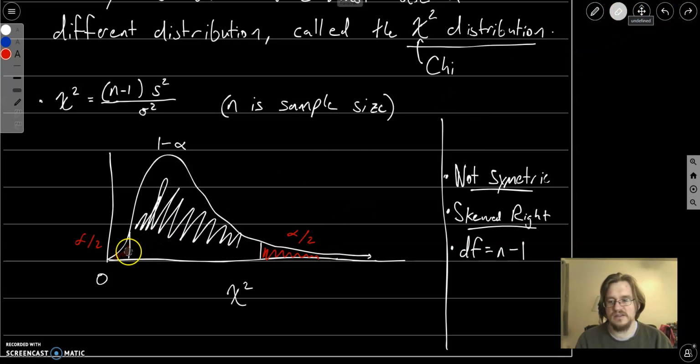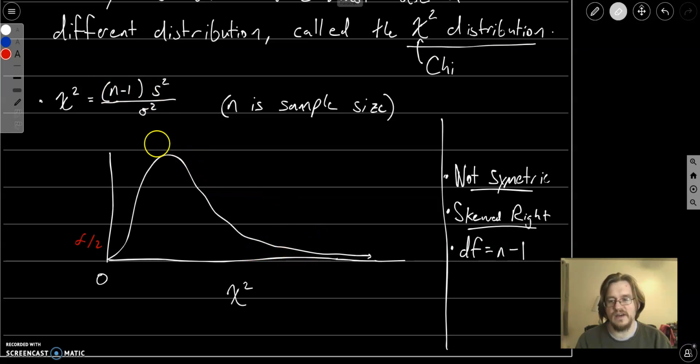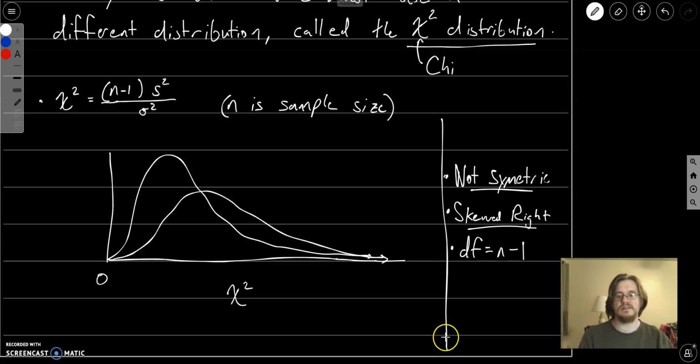One other thing to notice here is that this distribution depends on which value of n we choose. If we pick a larger sample size, n changes. If we pick a smaller sample size, n changes. N-1 is called the degrees of freedom, just like with the other ones. And when we pick a different degree of freedom, we'll get a different graph. So this is the graph for a smaller degree of freedom.